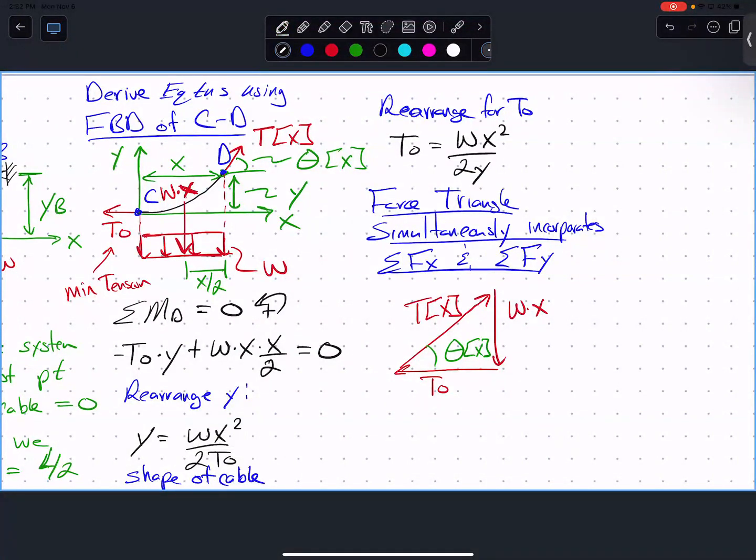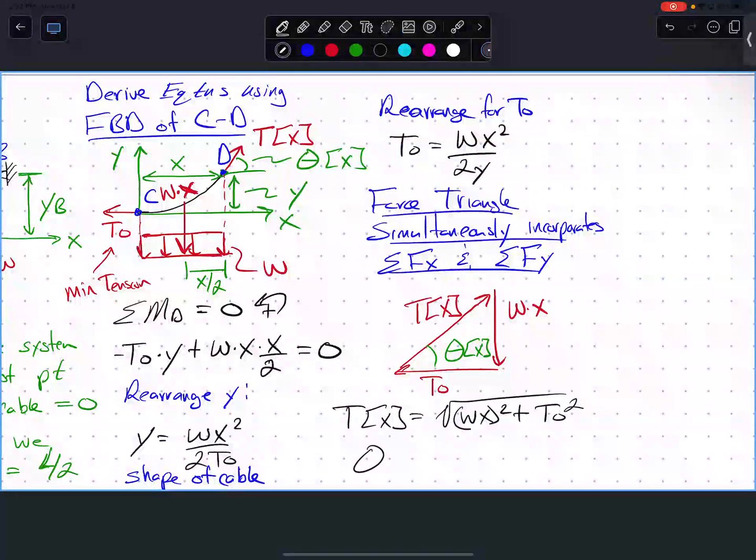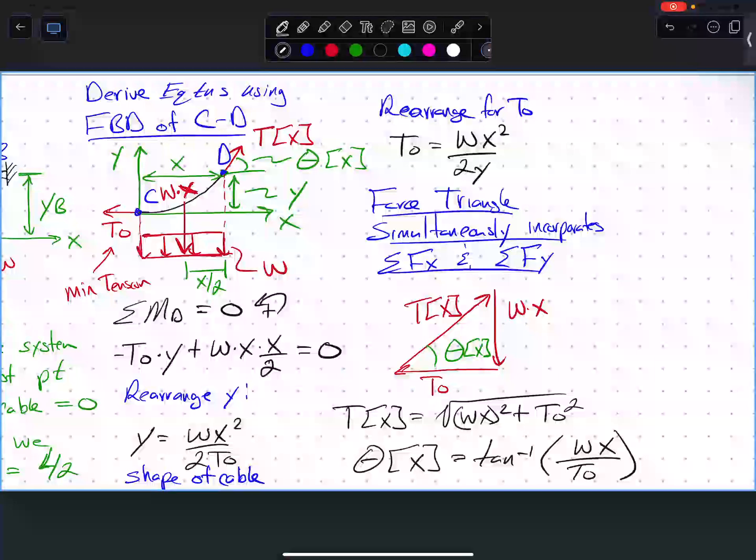And now we can get some nice equations like T of X using the Pythagorean theorem would just be equal to WX quantity squared plus T naught squared. Or theta of X would be equal to the inverse tangent of the opposite WX over the adjacent T naught. So now we have these equations here and this one and that one.